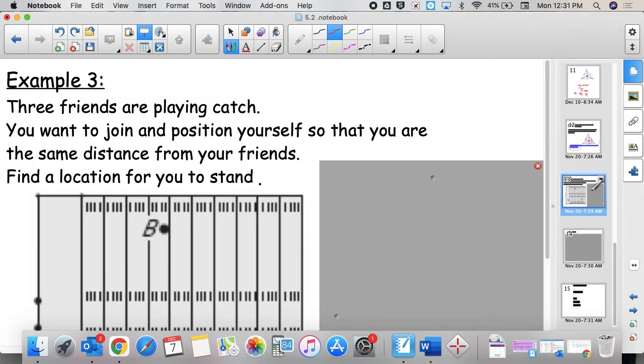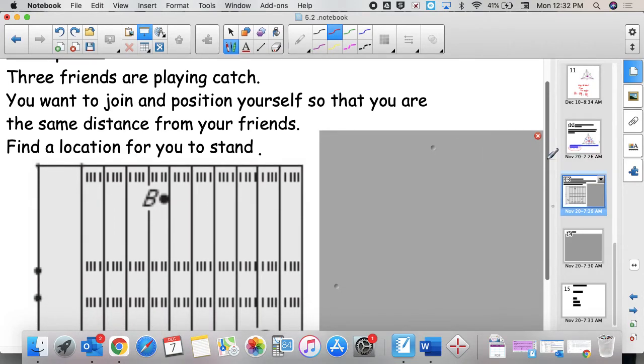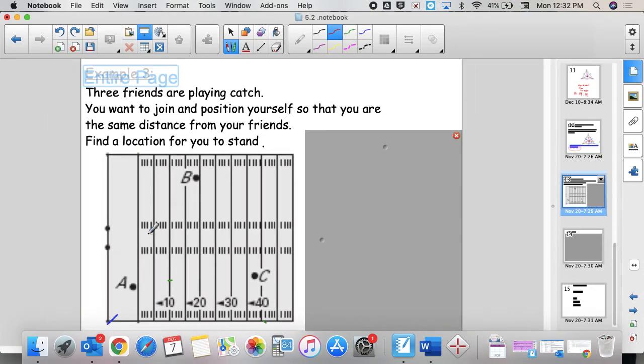Now look at example 3. Example 3 is essentially how we work on figuring out where to put cell phone towers and things like that. So you are trying to get the same distance away from 3 objects. This is the idea that's there. It says 3 friends are playing catch. You want to position yourself so that you are the same distance away from those 3 friends. So here's those 3 friends, friend A, friend B, friend C. To find your location, where you are actually going to be is where the 3 perpendicular bisectors all intersect.